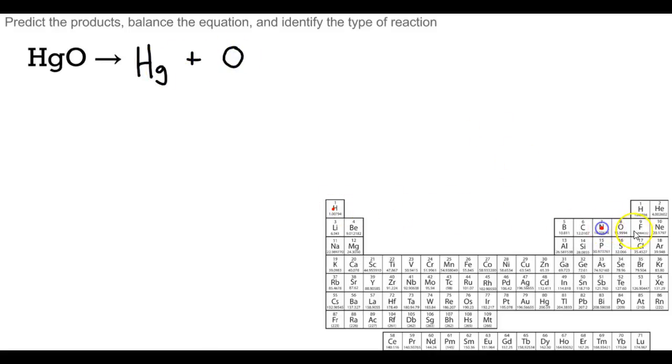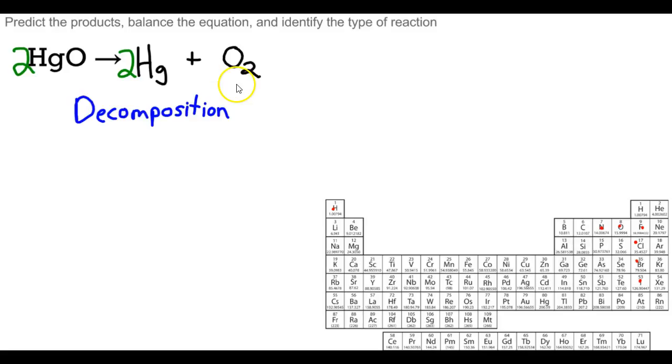First thing I need to do is check to see whether or not oxygen is going to be diatomic. If you remember, our little mnemonic is have no fear of ice cold beer. Well, oxygen is one of the ones that's diatomic, so I have to make sure to put a 2 after that. Now I have to balance it. Since I have 2 oxygens on the right, I'm going to make sure I have 2 on the left, and then of course I need to balance the mercury. Now I am balanced. This is going to be a decomposition reaction because I start with one thing and I end with multiple ones.